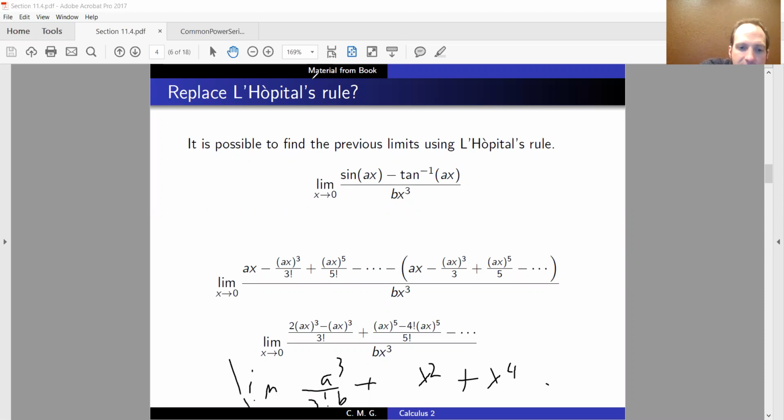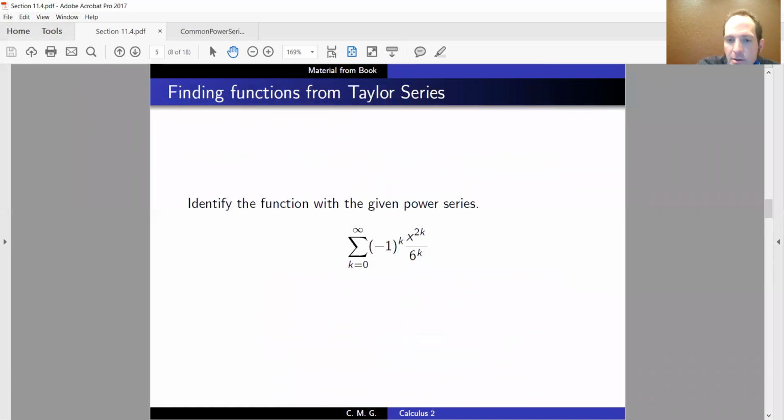So as x goes to 0, what I end up getting here is just a cubed over 3 factorial b, which is just a cubed over 6b. So in the end, all I get is just a cubed over 6b. And you'll notice the mistake I made there: when I subtract 2a cubed x cubed minus a cubed x cubed, I just get 1 a cubed x cubed. So I'm just going to have an a cubed x cubed over 3 factorial b. And so that's what I end up getting. So I get just a cubed over 6b.